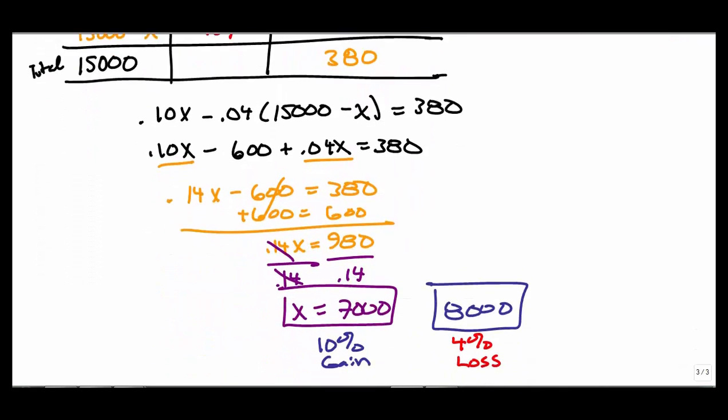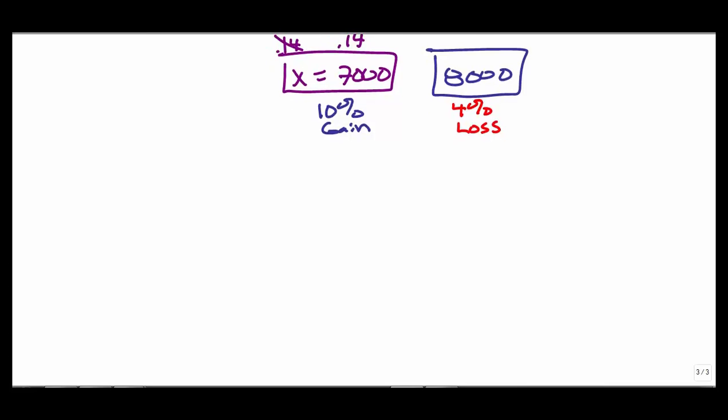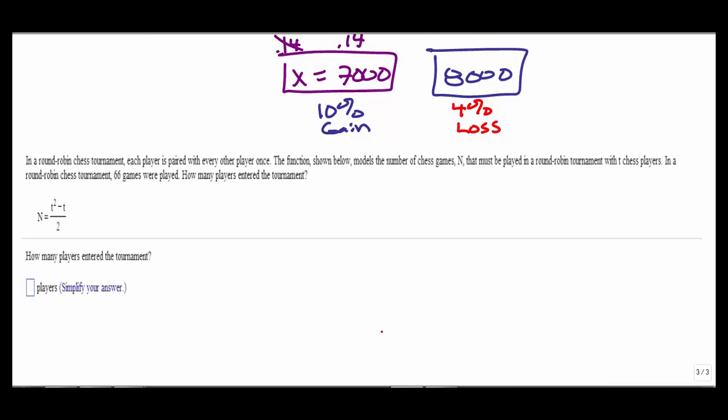Okay, let's go ahead and look at some of the other types of problems that you'll see in this section as well. Okay, our next problem deals with a round-robin tournament. It says each player is paired with every other player once, and so that means you'd play every other person that showed up to play.